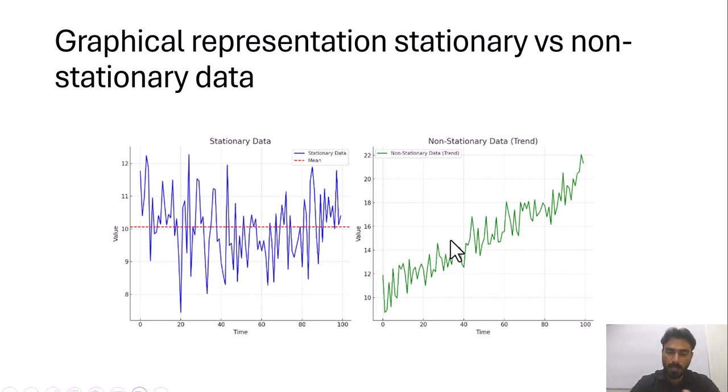How can we analyze graphically? If a data set is showing an increasing or decreasing trend, that data set is said to be non-stationary, and if a data set fluctuates over a constant mean, then this particular data set is said to be stationary data.